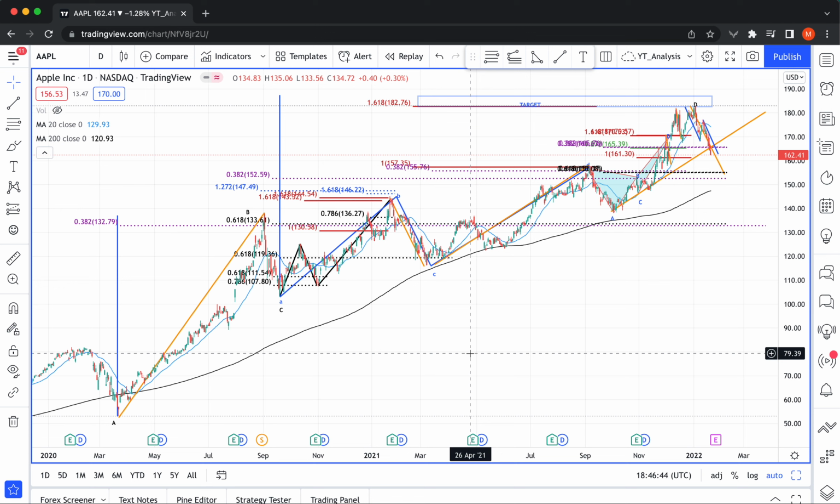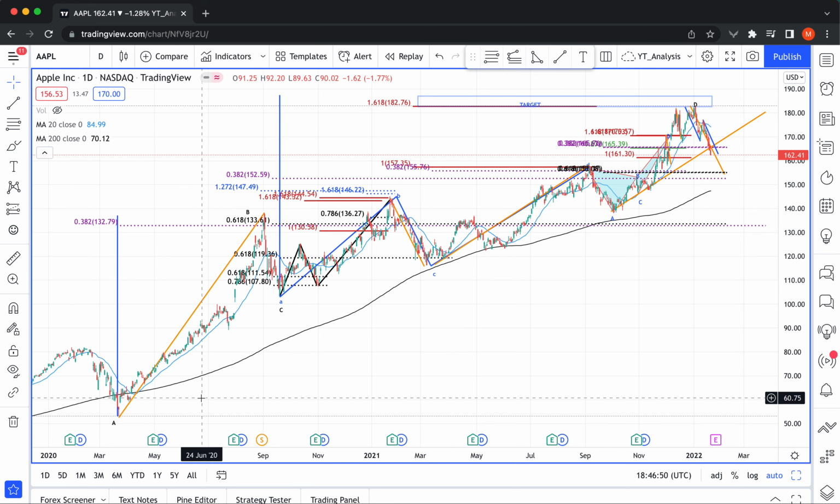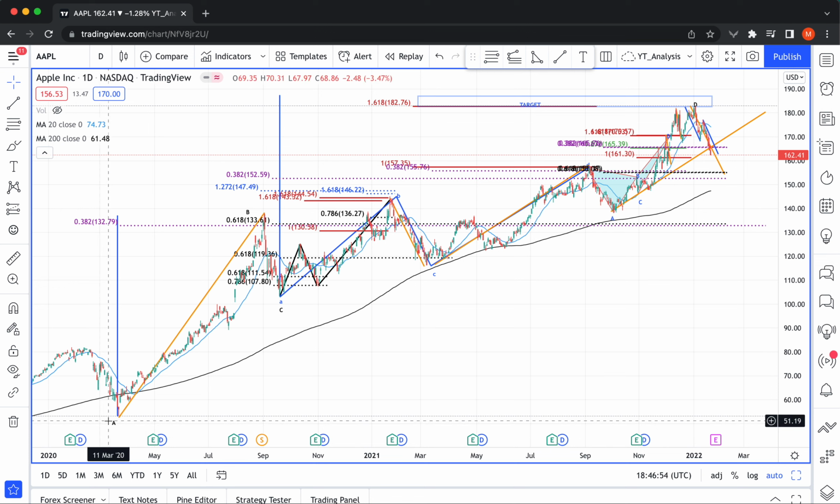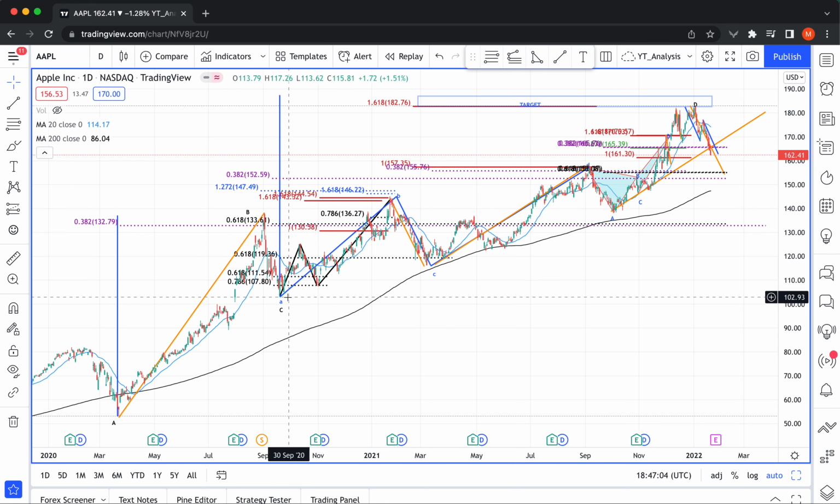So basically we had a number of ABCD moves coming in this region. The biggest one is the low it formed in March of 2020. We take the line segment AB, which is this move depicted by this blue line, and we project it from a point C, which was the low it reached in September of 2020. We get a target of roughly about $188 per share.